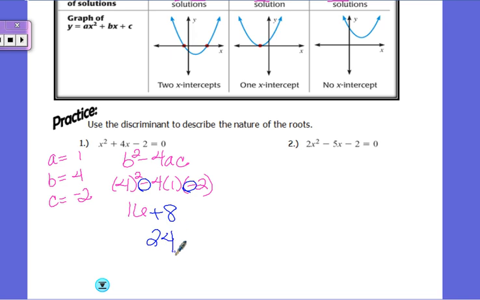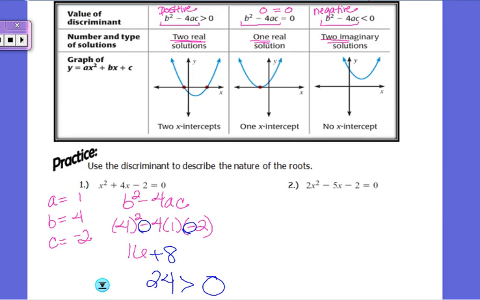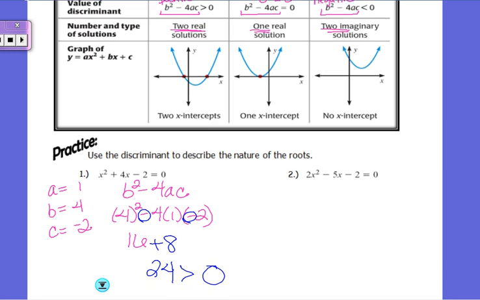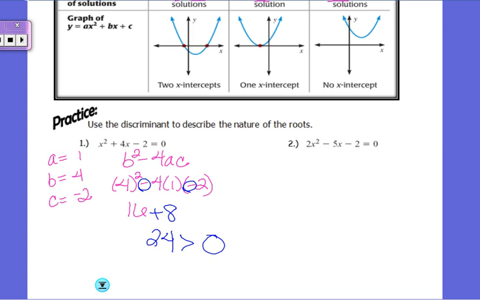How does 24 compare to 0? It is bigger. So if we look up, when it is bigger, it's positive. You have two real solutions. So for this, we have two real solutions.